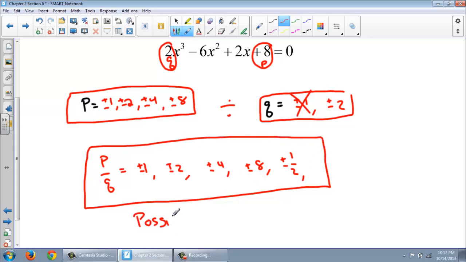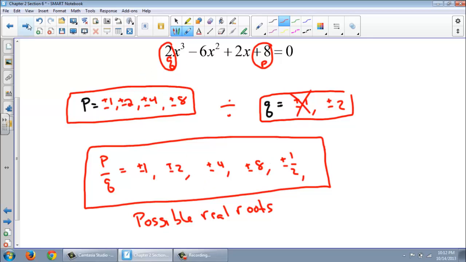Now, the word possible means not all of these will work. These are not all of our x-intercepts on our graph. These are the only ones that are actually possible. There are no other whole numbers that would work for this particular example. These are the only ones that are possible.